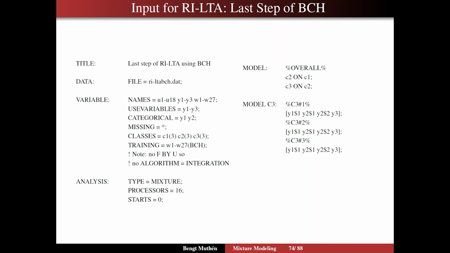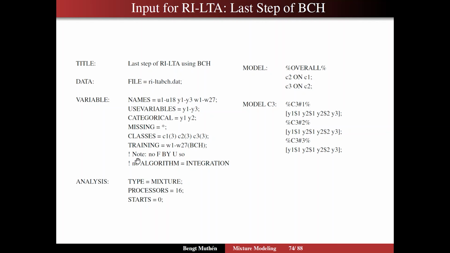Well, here's the last step of BCH. You have this new data set, and we're going to use variables Y1 through Y3 here. That's all we work with for BCH. And the first 2 are categorical. And we have the training statement here. And since it's three latent class variables with 3 categories each, we have 27 weights. 3 times 3 times 3, BCH.